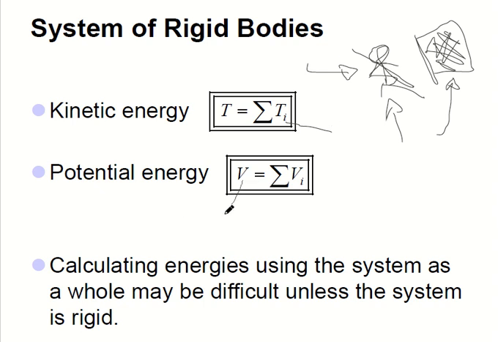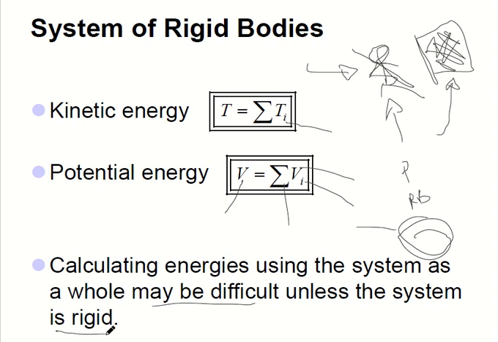And then potential energy, of course, is the sum of your potential energy, that many. This I can be a particle, this I can be a rigid body, depends on how complicated your system is. So calculating energy using the system as a whole may be difficult. It's very easy to explain, but it may be difficult unless the system is rigid. So energy is very difficult to calculate in our system.